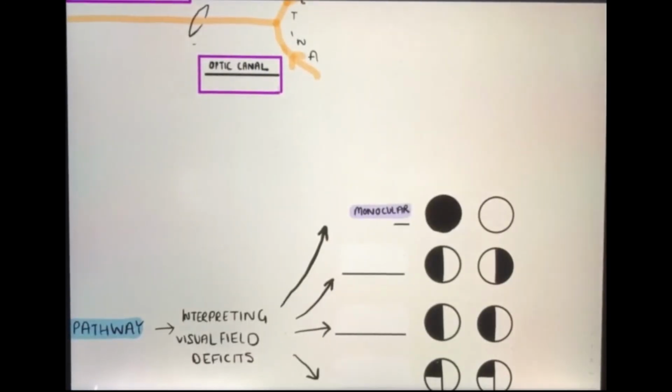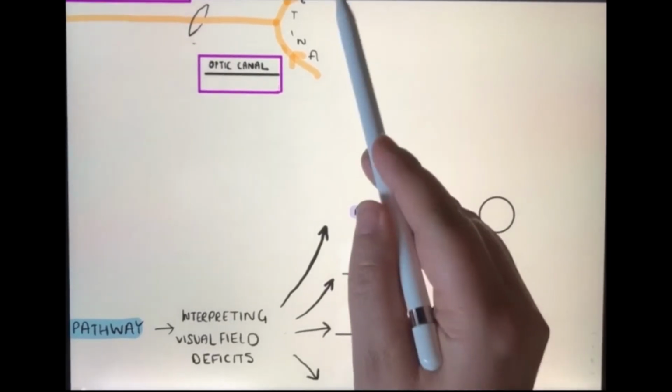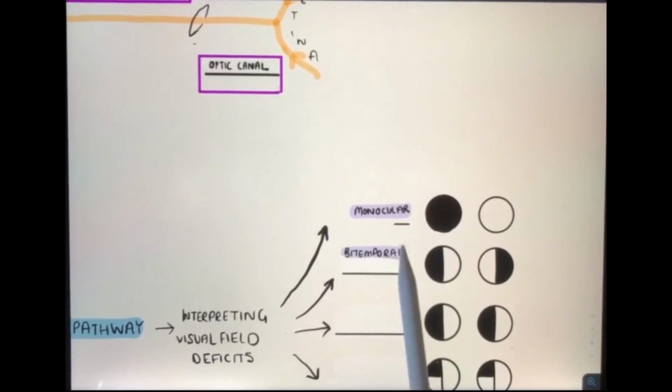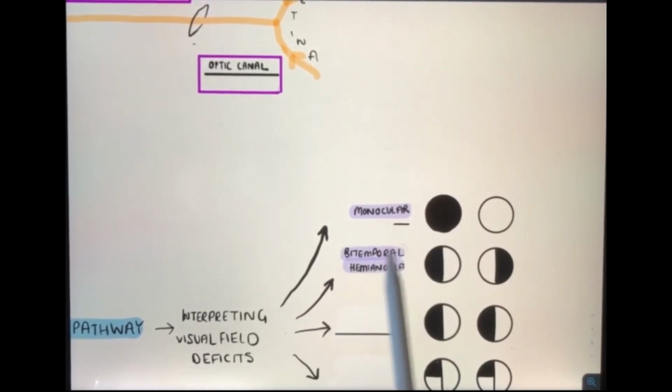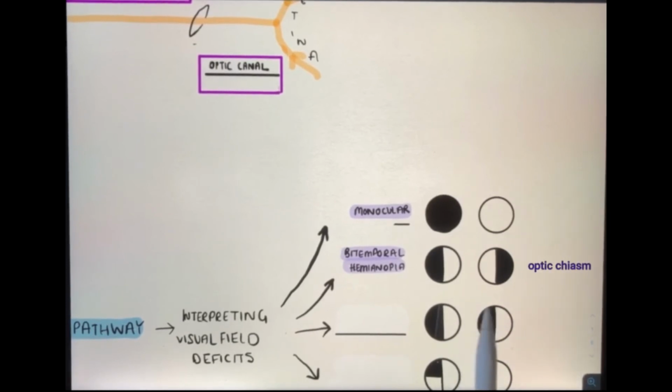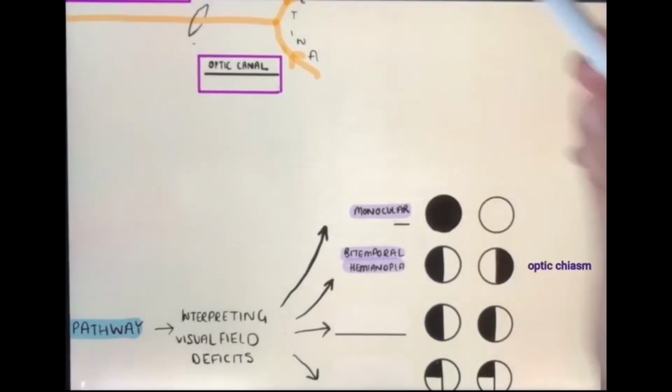Once we get to the chiasm, we've said that there is a mixing of fibres from the left and the right eye, and therefore pathology affecting the optic chiasm will tend to cause visual field defects affecting both eyes. So the one that we hear quite a lot about is bitemporal hemianopia, and a common example of why that might occur is in a pituitary adenoma, because the chiasm is in very close proximity to the pituitary gland.